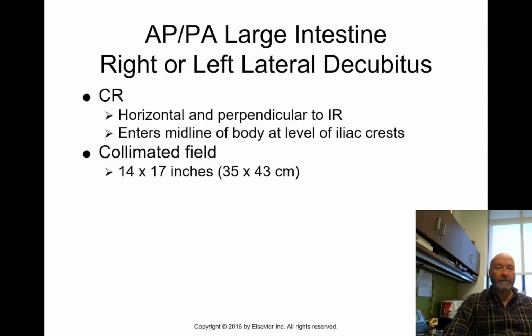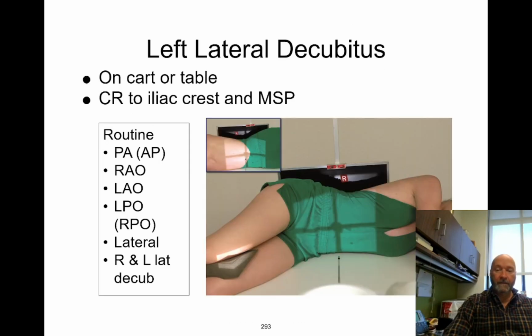So your positioning is going to be just like KUB for both AP and PA. The difference here is that the patient's going to be on their side, and you're going to utilize a horizontal central ray. So it looks like that.